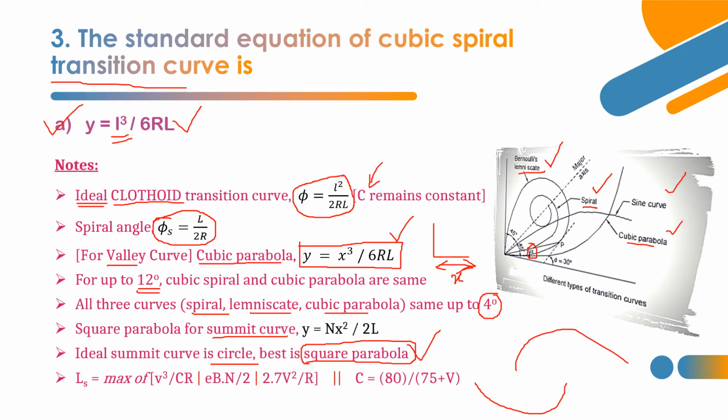And what is the length of transition curve? How will that be calculated? By using this formula. Ls is nothing but the maximum of v cube by CR. Here v is in small letter, that means velocity value has to be substituted in meter per second. Here in CR, C is nothing but the rate of radial acceleration. That will be given by using this formula, 80 by 75 plus V. Here V is in capital letter, that means kilometer per hour.